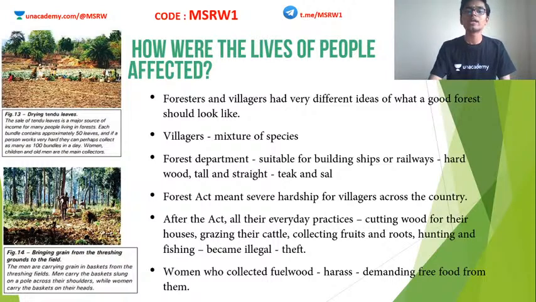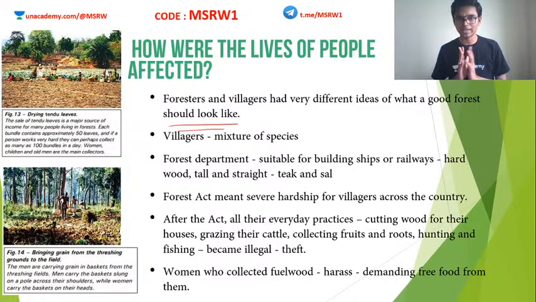Now, how were the lives of people affected? When the British started imposing all these rules in India, obviously it affected the traditional life of the natives. So how was this affected? Foresters and villagers had very different ideas of what a good forest should look like. The concept of forest was different for different people. According to the natives, a very good forest will be a mixture of species, lots and lots of different varieties of trees, different varieties of animals, etc. Species diversity and species richness were focused on by villagers.